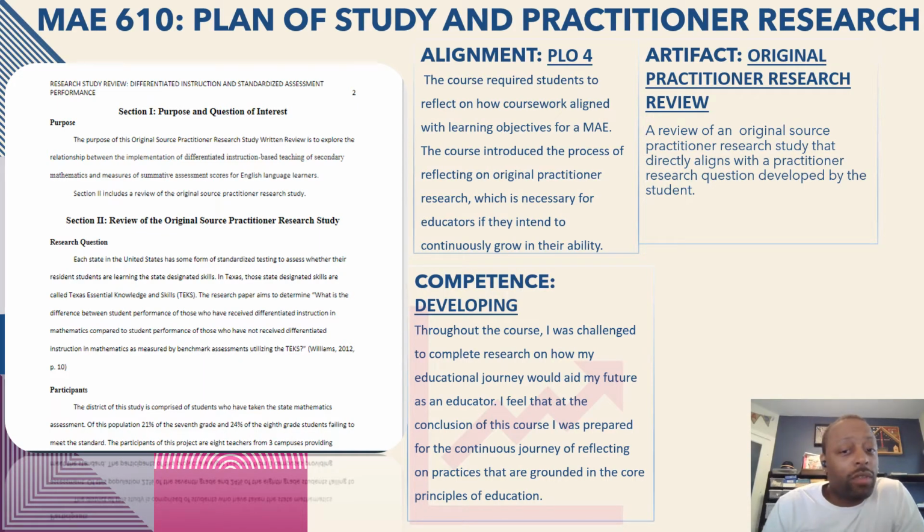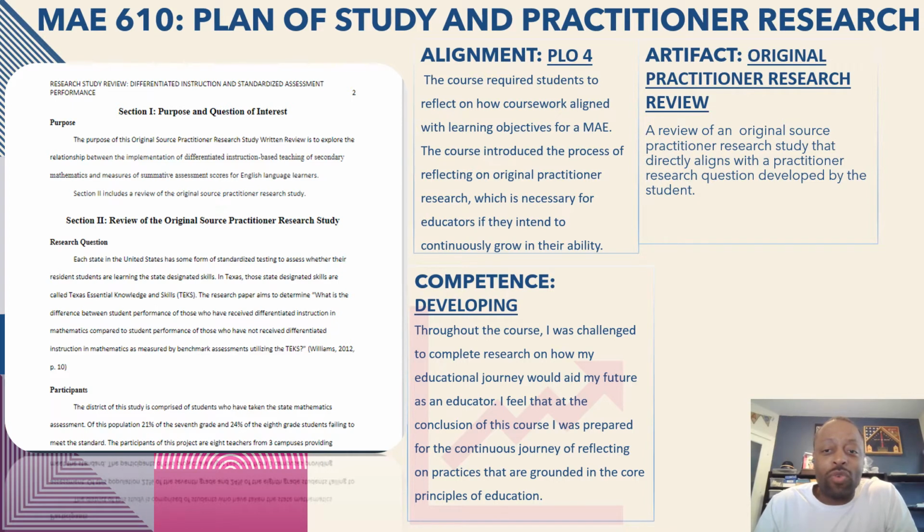What we have first is MAE 610, Plan of Study and Practitioner Research. I aligned this with PLO number 4. And the reason why I did this is because PLO number 4 seems to want the candidates to integrate reflective practices in their work. And all of that needs to be related to research methods and things of that nature.